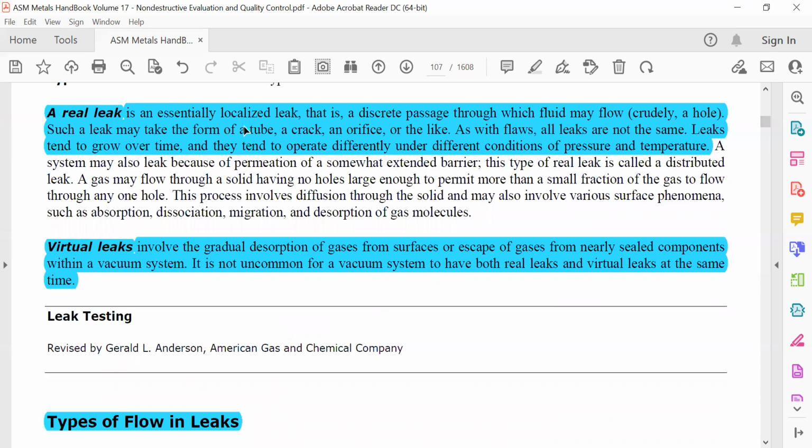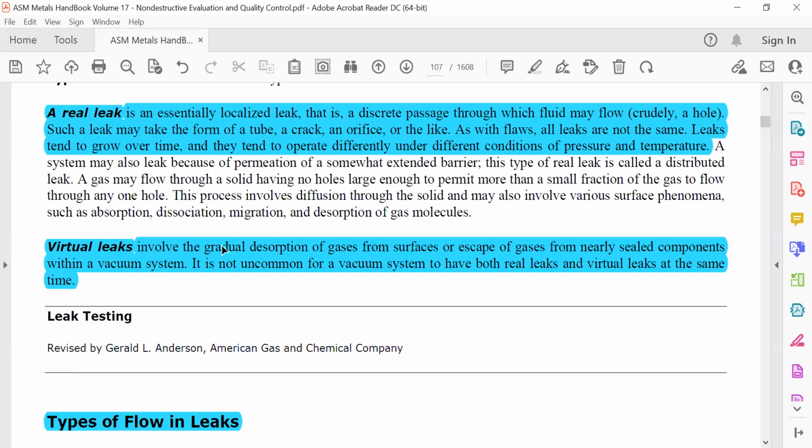A real leak is an essentially localized leak, that is a discrete passage through which fluid may flow, crudely a hole. Such a leak may take the form of a tube, crack, or orifice, or the like. As with flaws, all leaks are not the same. Leaks tend to grow over time. They tend to operate differently under different conditions of pressure and temperature.